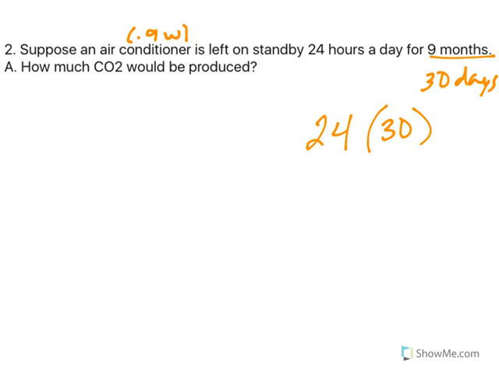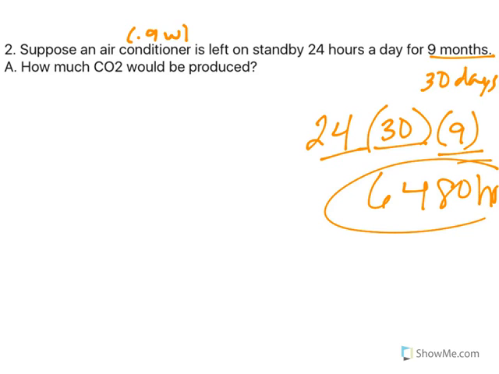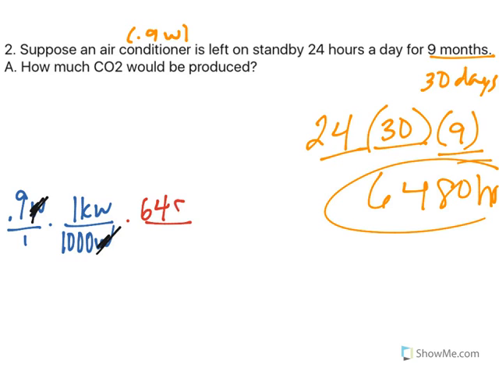That tells me how many hours we have, which is 30 days in a month, so times 9. 24 hours a day for 30 days for 9 months gives me 6,480 hours. So that's how many hours we're going to use for this one. Okay, so I'm going to go with my 0.9 watts. Then 1 kilowatt is 1,000 watts. I need hours, so there's where the 6,480 hours comes into play.